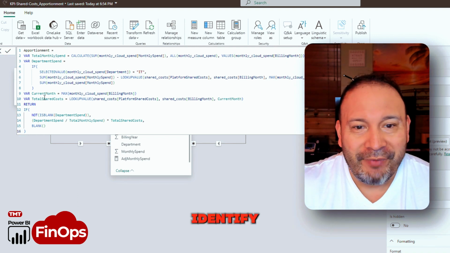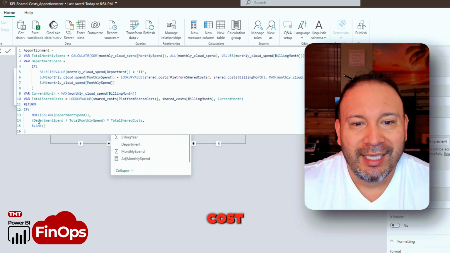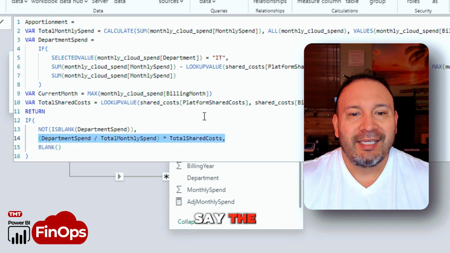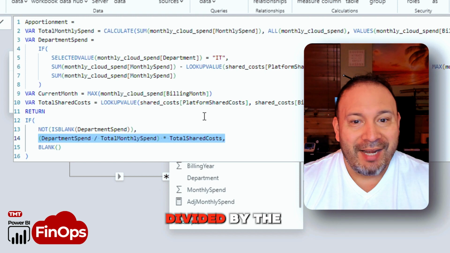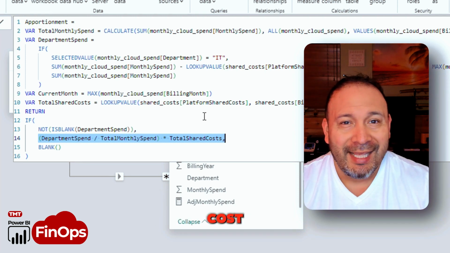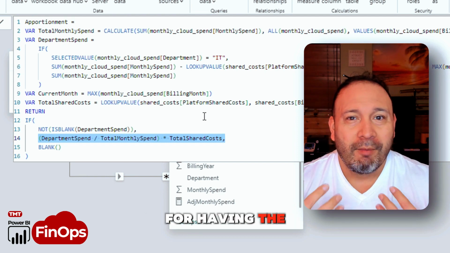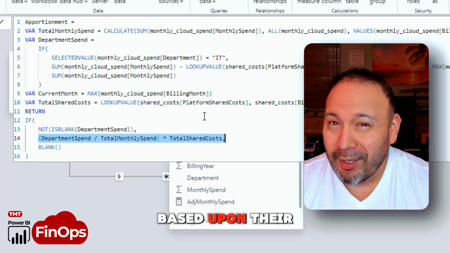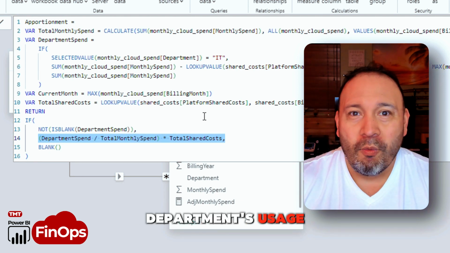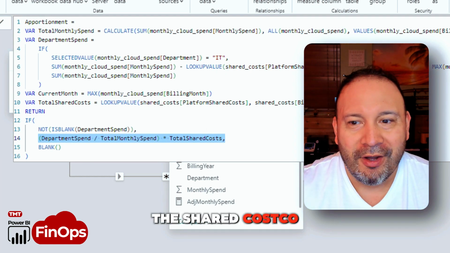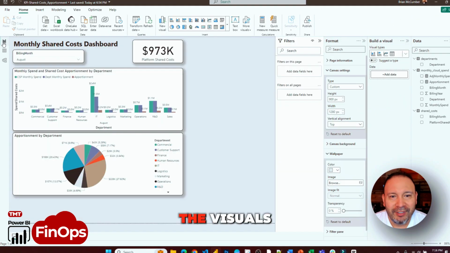Now we then identify the current month and then the total shared cost. And then this right here is the actual formula. So if we say the department spend divided by the total monthly spend, and then you multiply that by the total shared cost, that's the formula for having the apportionment that allows you to allocate appropriately based upon their department's usage, what they're actually responsible for as far as the shared costs go. So now if we go to the visuals, we set this up. Now we have the fields in place.